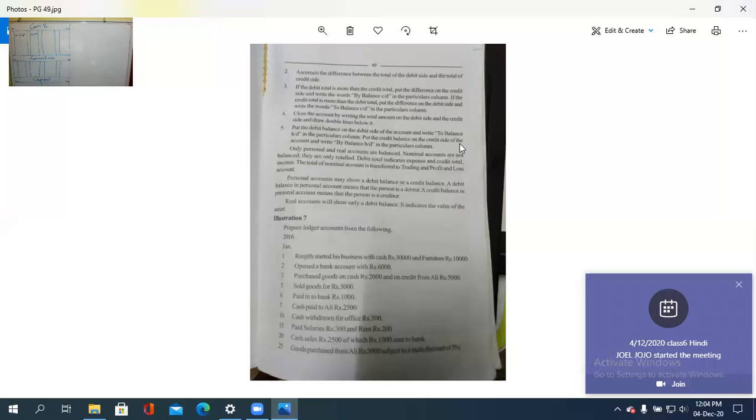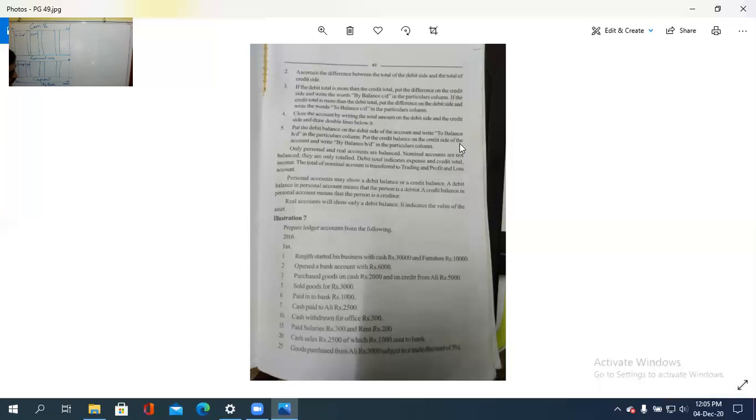Then furniture account debtor to capital, so how much is it? 10,000. Okay, then on the credit side, by cash, how much is it? 30,000. By furniture, 10,000. Okay, second entry is what?